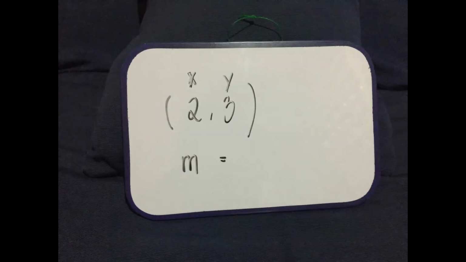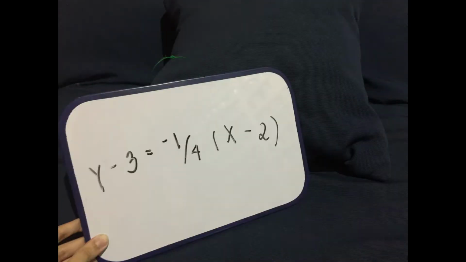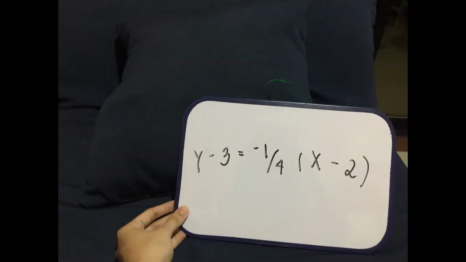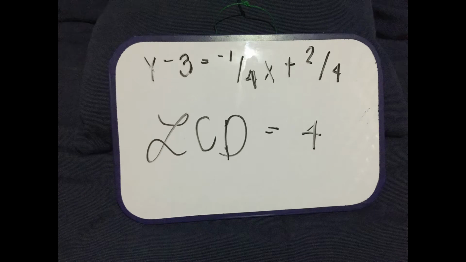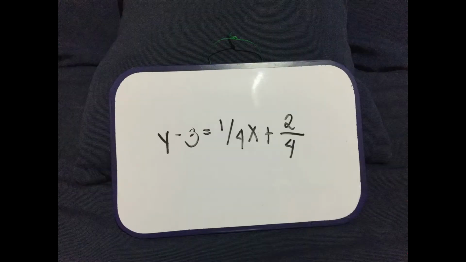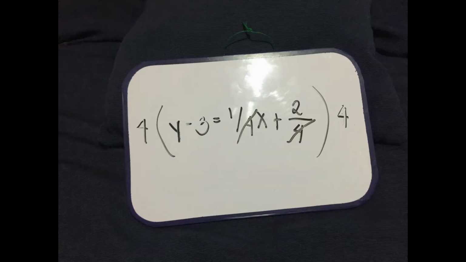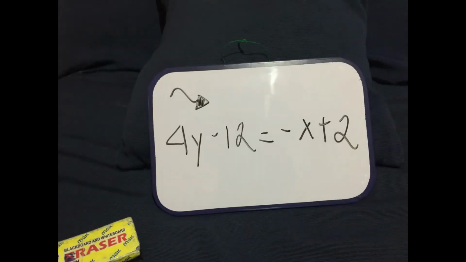By using the formula for point-slope form, we will derive y minus 3 is equal to negative 1/4 multiplied by x minus 2. Negative 1/4 times x is equal to negative 1/4 x. And negative 1/4 times 2 is equal to 2/4. We have to multiply both sides by 4. And we will get 4y minus 12 is equal to negative x plus 2.